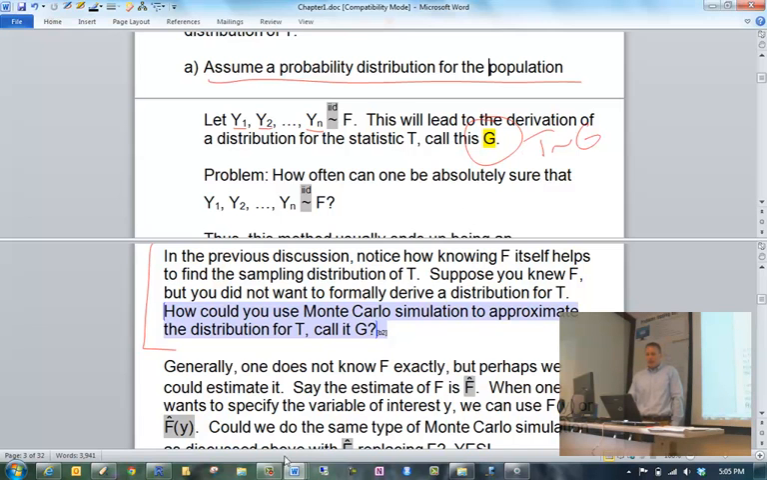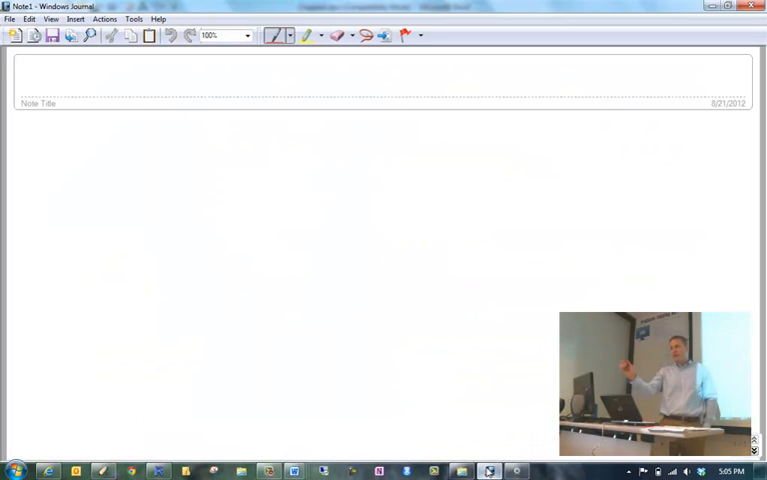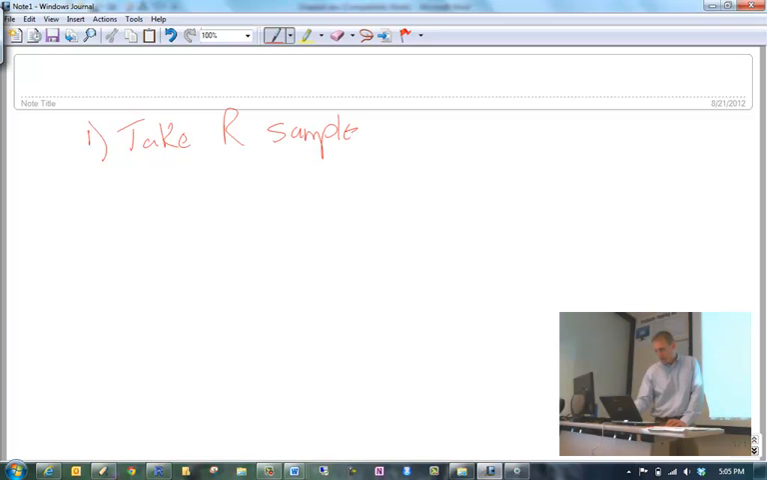Exactly. So what you would do, let me jump over here to Windows Journal. There we go. So what you could do is this. Let's say take R samples of size, this is capital R. You'll see why I'm using the letter R, not because I'm using the software package R. You'll see why I'm using the letter R coming up. It's notation from the book.